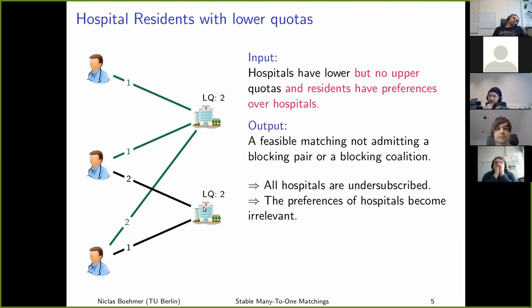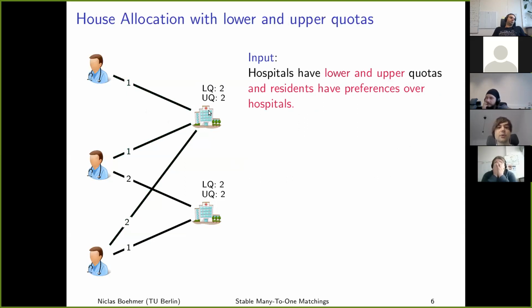And as said, it's also natural to consider the case where we have one-sided preferences, so only the residents have preferences over hospitals, but the hospitals have a lower and an upper quota, which results in the house allocation problem with lower and upper quota. The house allocation problem is typically the name of the problem where we have one-sided preferences, and the residents have preferences over hospitals, but not the other way around. Typically they are called applicants and houses in the house allocation problem.